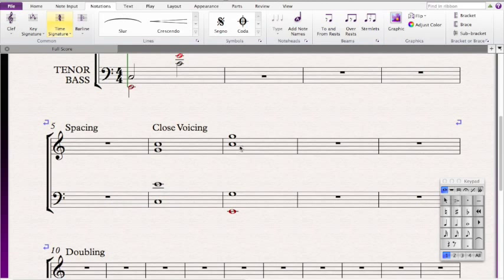Now we go to the example where the voices are too far apart. If we look at the tenor and alto voice, they're much farther than an octave apart. They're actually an 11th apart, or an octave and a perfect fourth. And this is also incorrect.